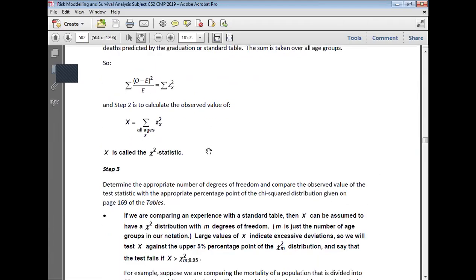But this is not everything, right? zx here represents only one thing. So we have to sum it up across all the ages. And what you get is the summation of zx squared over all the ages, which we define as X here.